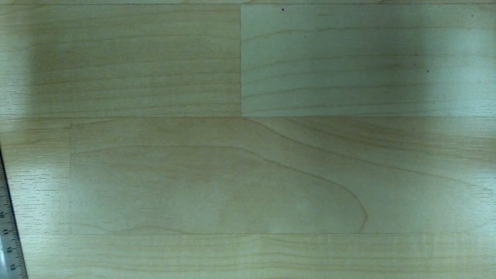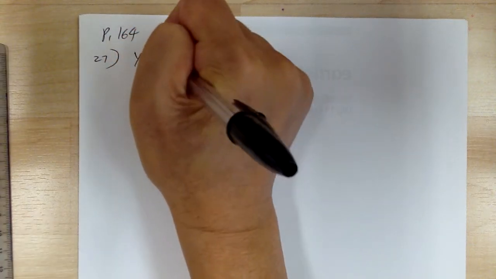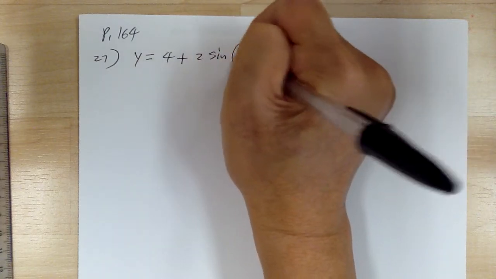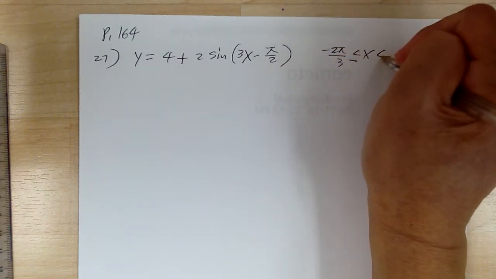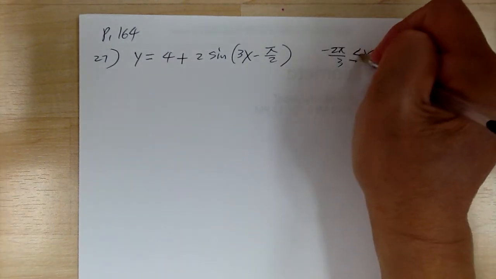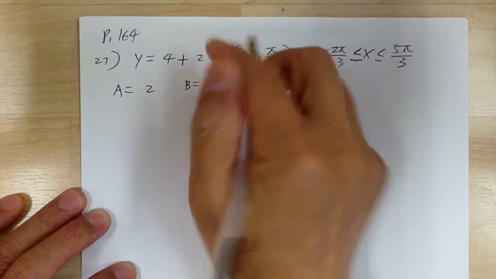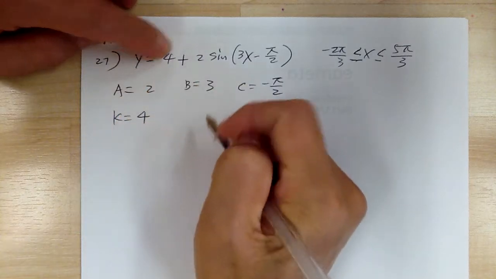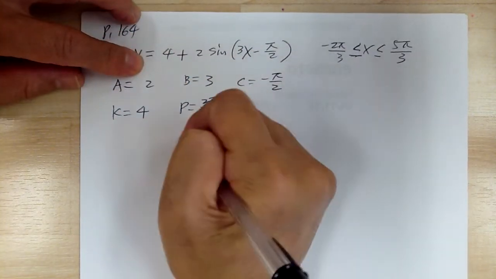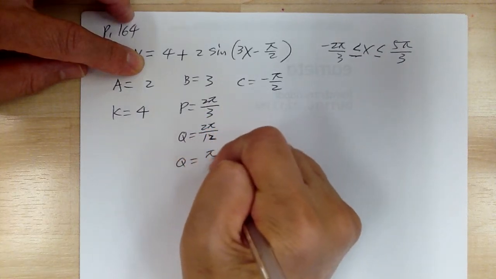Now let's go to number 27. You have y equal to 4 plus 2 sine of 3x minus pi over 2, and you want to go from negative 2 pi over 3 to 5 pi over 3. Okay, so a equal to 2, that's a. b equal to 3, right, so that's your a, b, and c equal to negative pi over 2, and k equal to 4. q equal to 2 pi over b, so q equal to 2 pi over 12, right? Again, you just times the bound by 4, and so q equal to pi over 6.